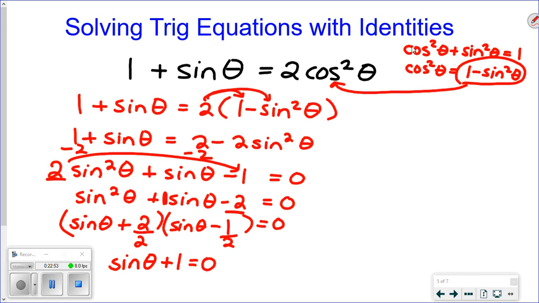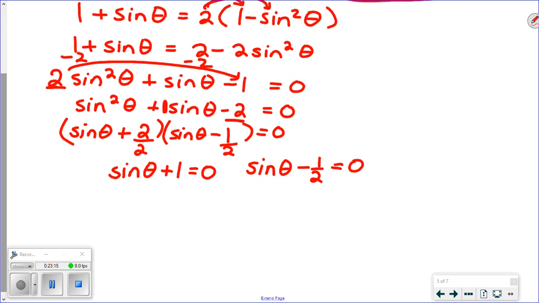That's one of our factors. So I'm going to go ahead and also set each factor to 0. And then our other factor will be sine theta minus 1/2 equals 0. Because again, the idea is after you factor, you set each factor equal to 0. And then we just have to solve each of these trig equations, which are now just basic trig equations.